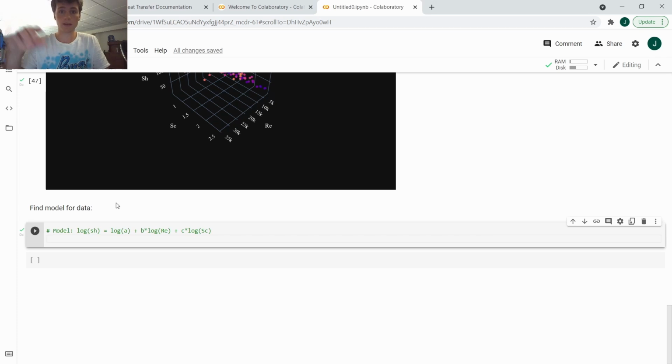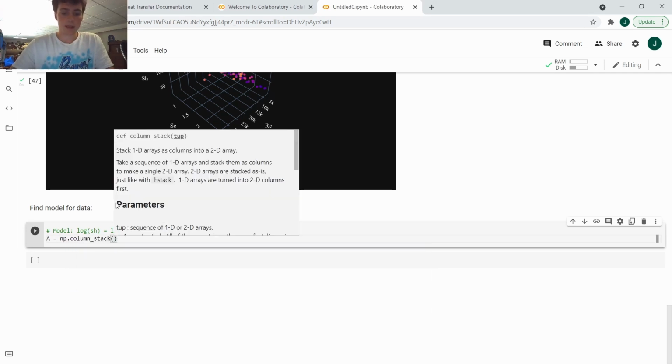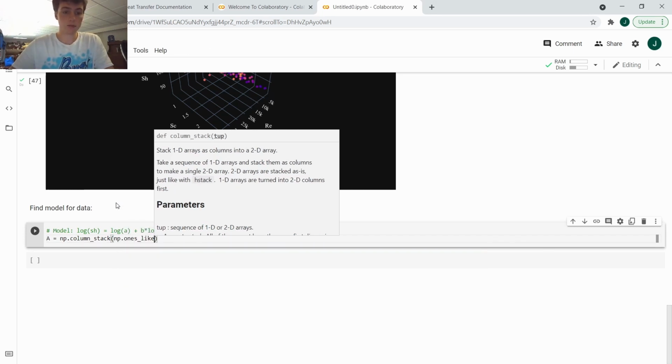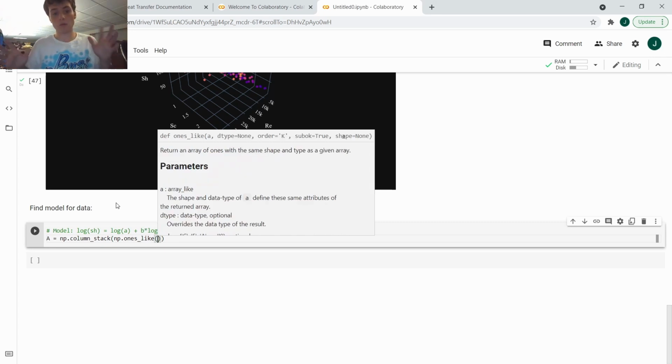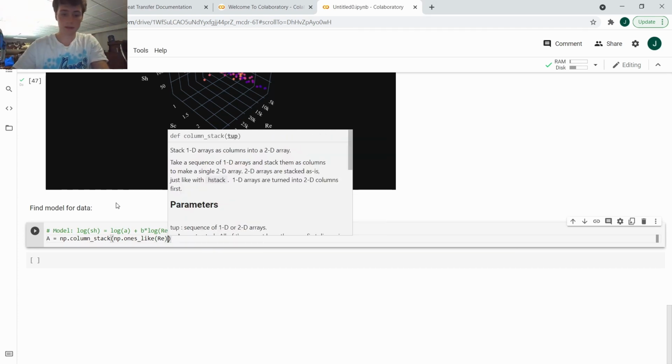So the first thing we've got to do is create our matrix A that we just talked about. First, we're going to make a matrix based off of columns. So we use column stack, and the first column we saw was just ones, so we can use ones_like, which is going to give us a list of all ones, and the length of that list is going to be whatever you insert here. We'll use Reynolds here. Since the Reynolds has 100 values, this is going to give us a list of 100 ones.